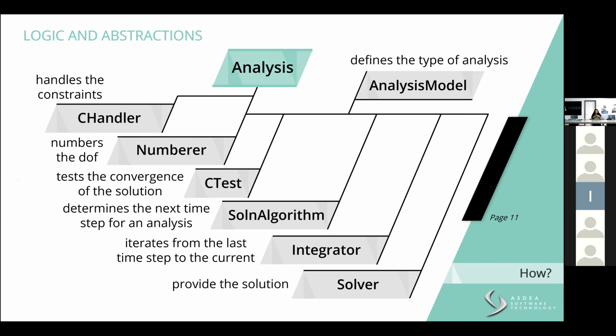So in the analysis model, there is the constraint handler, which actually handles the constraints that you impose to your model. Numbers the degrees of freedom. There is something that tests the convergence of the solutions. Something that determines the next time step in each analysis. The integrator that iterates from the last time steps to the current time steps, and the solver that provides the solution. Just so you know, each of these elements, it's something that anybody can define a new one and decide to add it to the framework. So this is really the cool part.